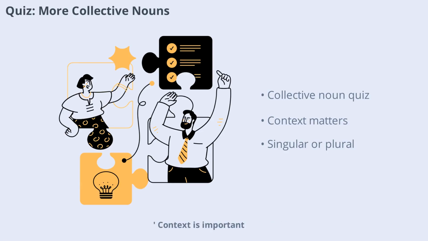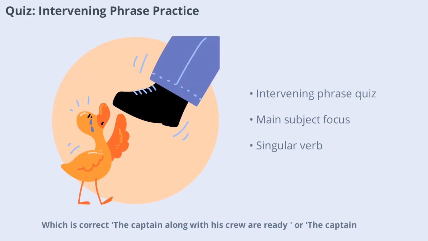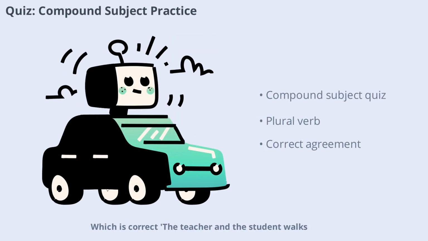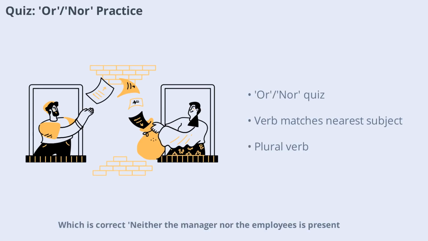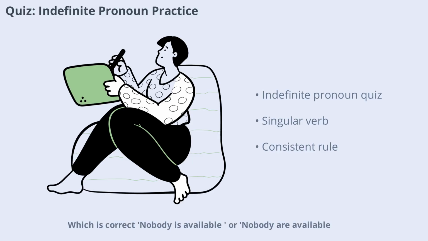Context is important. Which is correct? "The captain along with his crew are ready," or "the captain along with his crew is ready"? The answer is "is ready," because captain is the main subject. Which is correct? "The teacher and the student walks," or "the teacher and the student walk"? The answer is walk, because the subject is plural. Which is correct? "Neither the manager nor the employees is present," or "neither the manager nor the employees are present"? The answer is "are present," because employees is plural and closest to the verb. Which is correct? "Nobody is available," or "nobody are available"? The answer is "is available," because nobody is always singular.